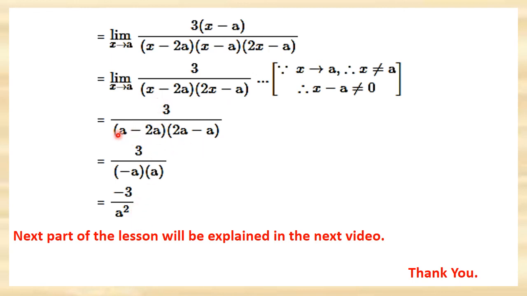So 3 upon x is a, so a minus 2a, into 2 into a, x is a again here, so 2a minus a. So here it is minus a and here it is a. So 3 upon minus a square, or minus 3 upon a square, is the value of the given limit.